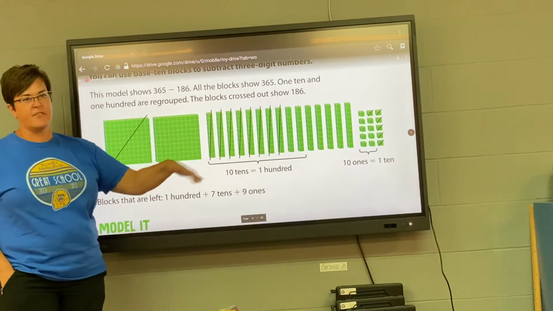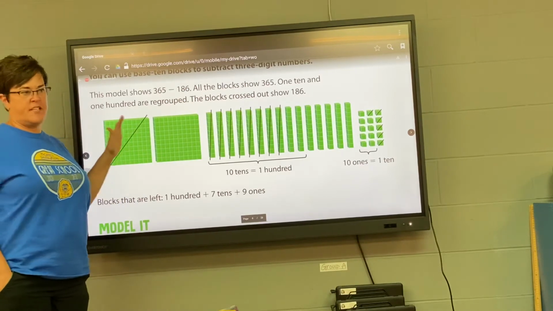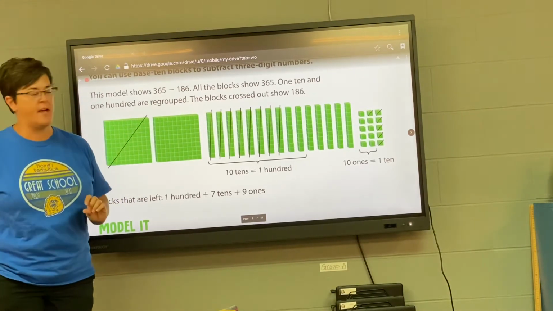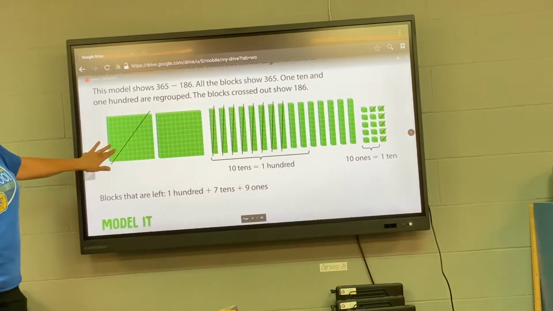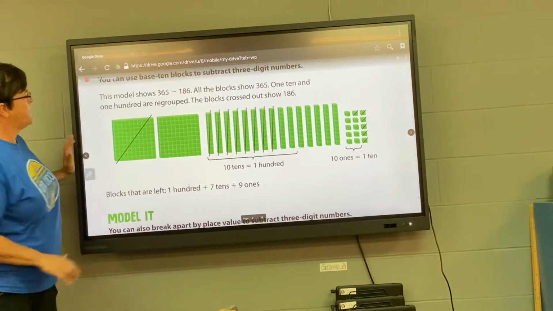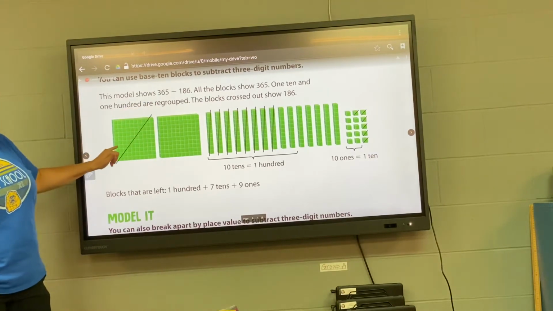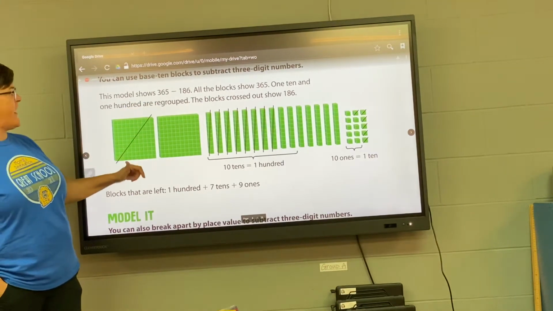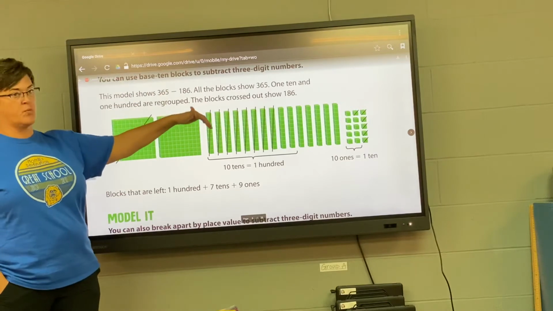Is this kind of like what I was drawing? They just have the perfect pictures of all of them. Okay, so this model shows 365 minus 100.